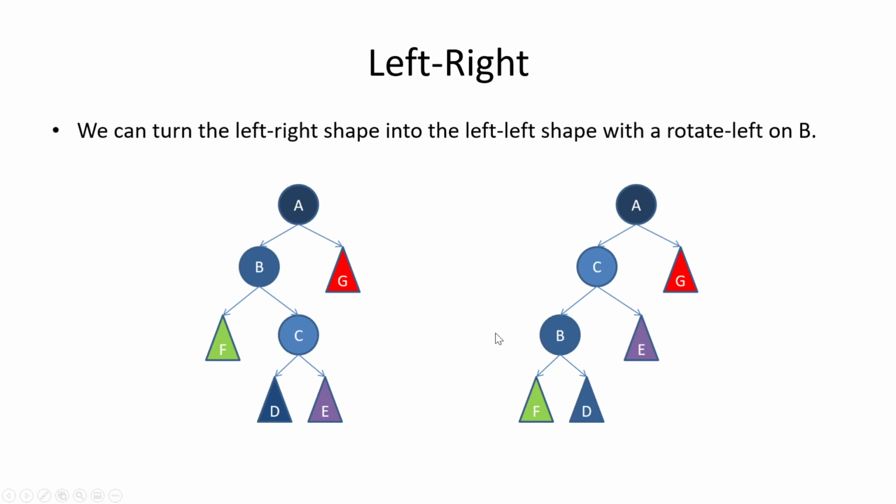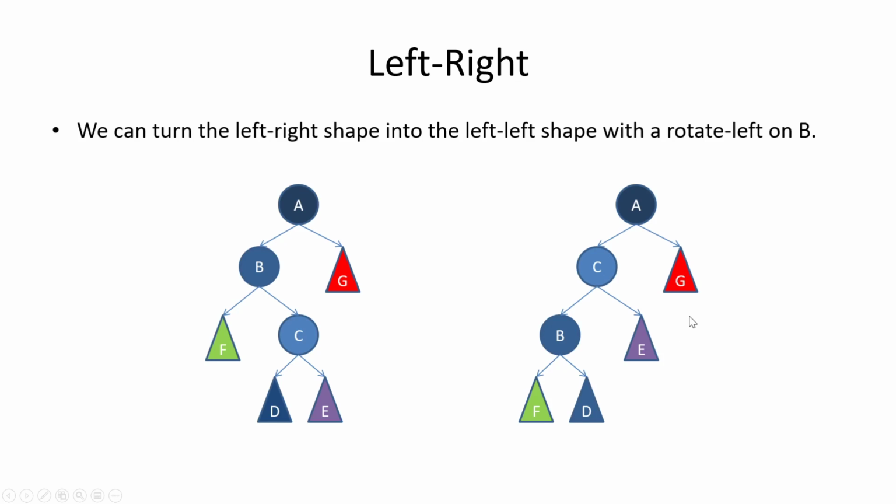Okay, I mentioned we can change our two shapes. Here I've got the labels actually correct. So we can do a rotate left here on my B. The B will come down, the C comes up. The E and the F go for a ride, but the D here is the middle child that swaps over. Okay, the G completely untouched.